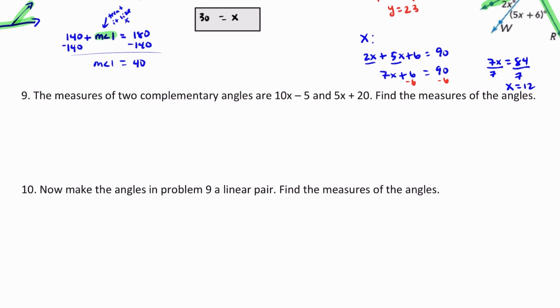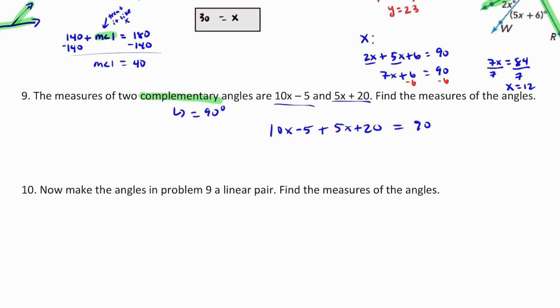Now, cool, let's look at the second to last problem. The measures of two complementary angles are 10x minus 5 and 5x plus 20. Find the measures of the angles here. Key word is complementary. That means you're going to add these two angles and equal that to 90 degrees. So I have 10x minus 5 plus 5x plus 20 equals 90.